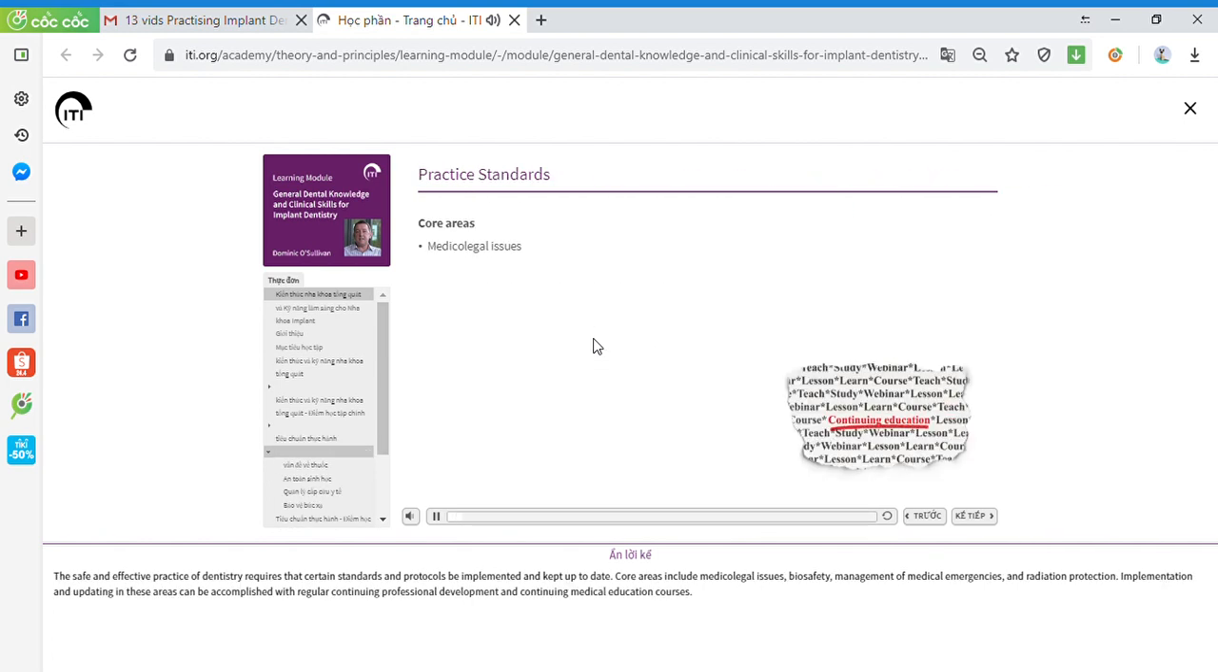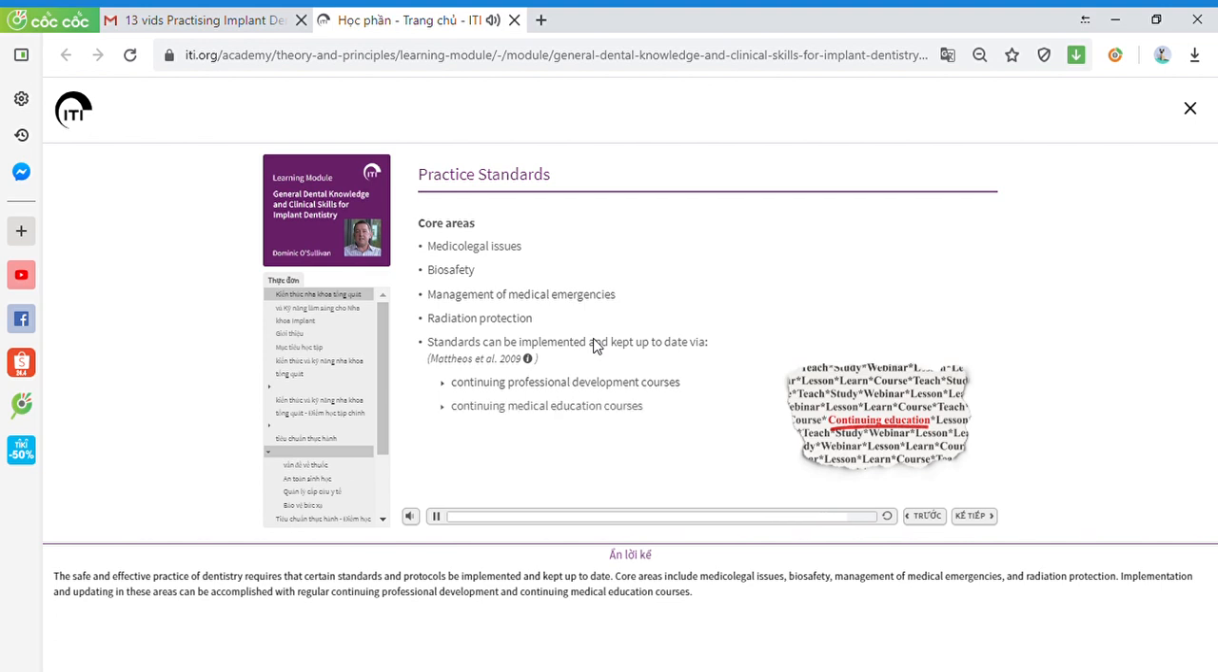The safe and effective practice of dentistry requires that certain standards and protocols be implemented and kept up to date. Core areas include medico-legal issues, biosafety, management of medical emergencies, and radiation protection. Implementation and updating in these areas can be accomplished with regular continuing professional development and continuing medical education courses.